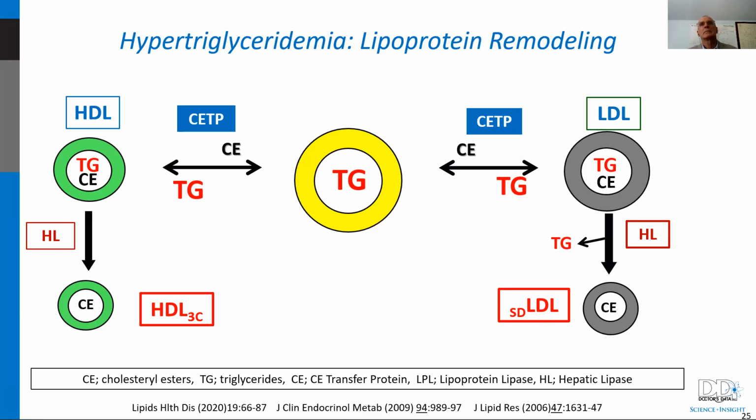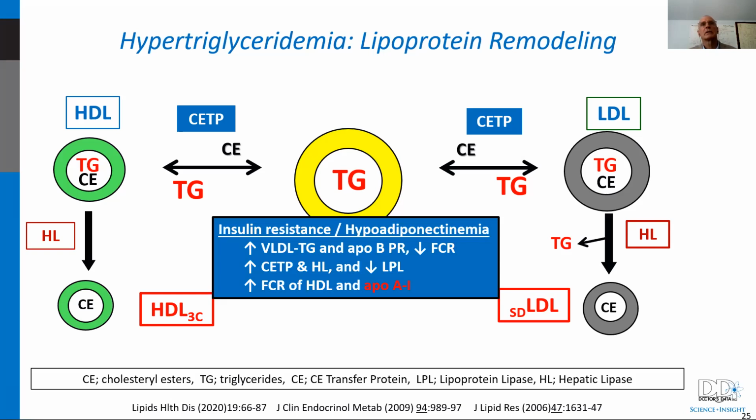Now, when we look at the kinetic studies of stable radioisotope labeled leucine, we see that in obese and metabolic syndrome patients, insulin resistance and hypoadiponectinemia are associated with increased VLDL triglyceride and ApoB production rate, decreased fractional catabolic rate, increased cholesterol ester transfer activity and hepatic lipase, as well as decreased lipoprotein lipase activity. Importantly, increased fractional catabolic rate of HDL, breaking down HDL, and lower ApoA1.